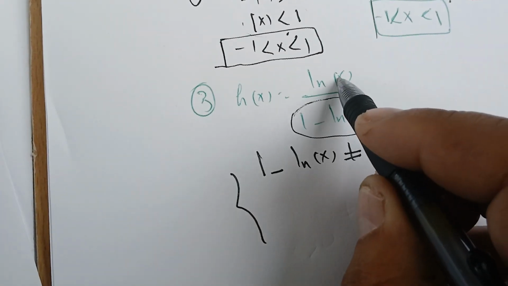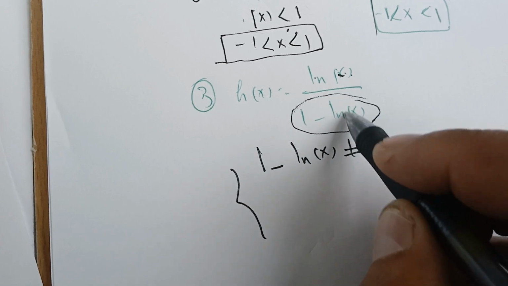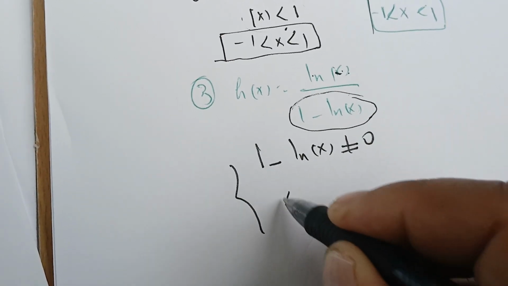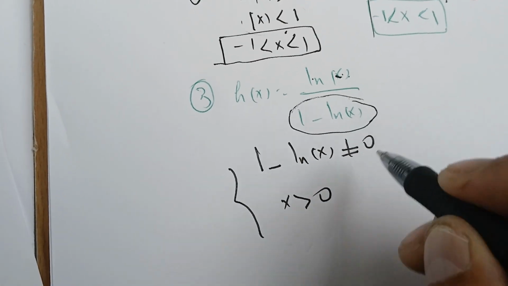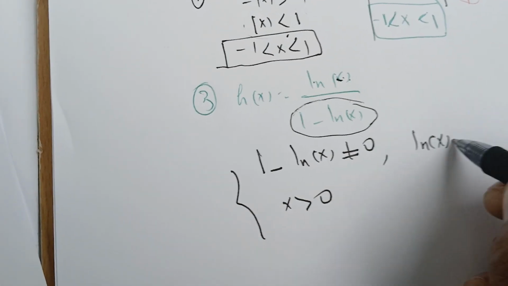And also we need to have this one defined and this one defined. That means we need to have x bigger than 0. This condition gives us the natural log of x is different from 1.